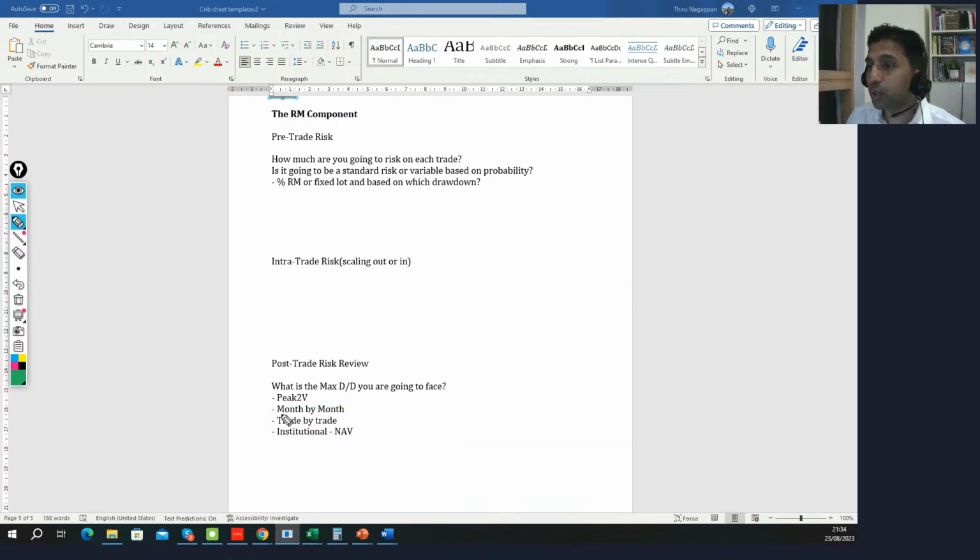Next thing you also need to know is your month by month drawdown, and the other thing is your trade by trade drawdown. And then of course, if you're trading bigger funds, like hedge funds, institutional traders and all that, you must also know your net asset value at the end of each day, and usually this is also required for funded trader accounts. In other words, net asset value is your unrealized loss or profit at the end of every day, because they want to protect their equity in the hedge fund or the pooled funds that they have. All right, these are all the post-trade risk review.